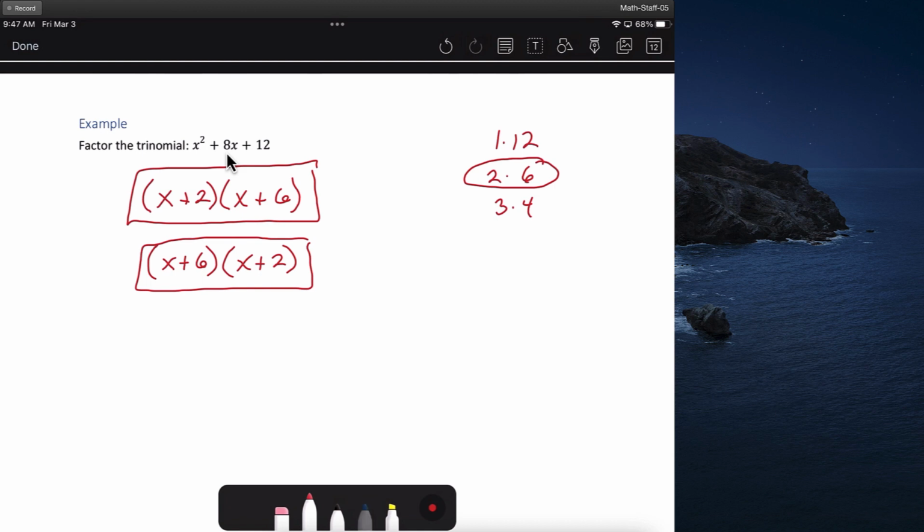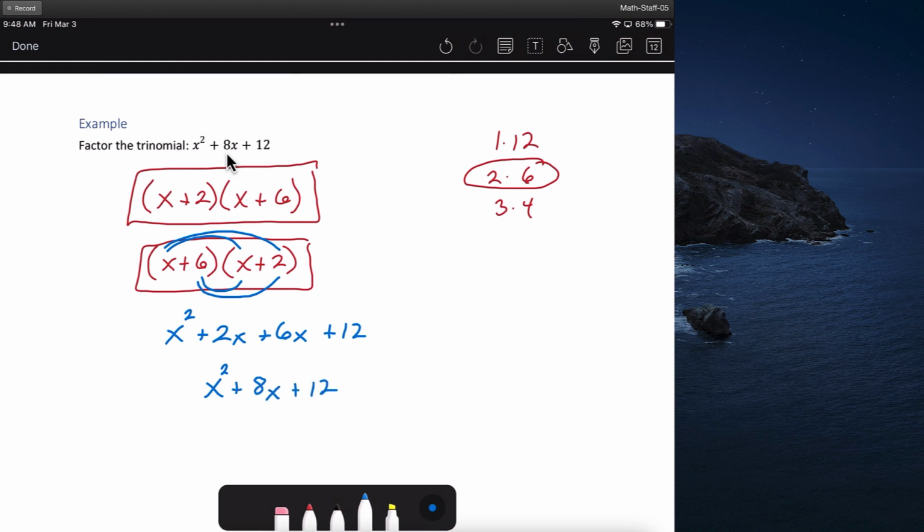To check our answer, we simply distribute the parentheses. So x times x would give us x squared, x times 2, 2x, 6 times x, 6x, and 6 times 2, 12. Combine like terms: x squared plus 8x plus 12. Notice that this is what we started with, meaning we found the correct factored form.